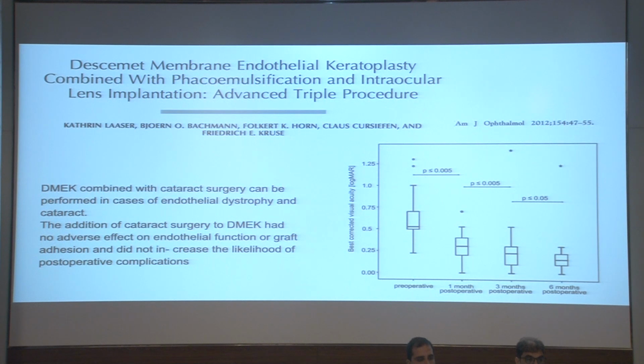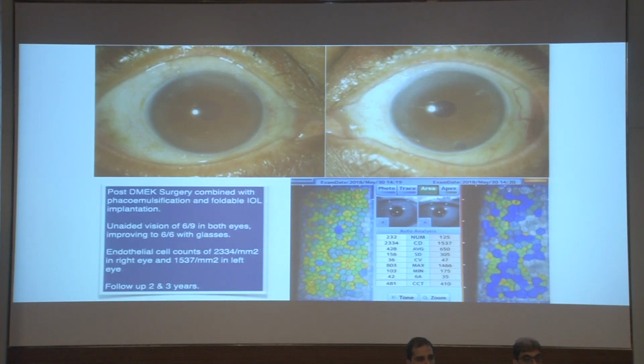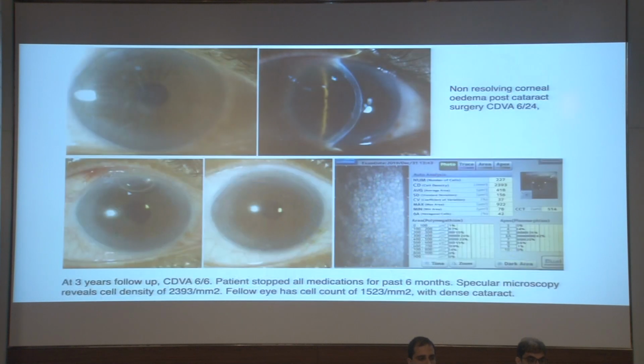Studies have shown that combining cataract surgery with a DMEK procedure does not alter the success rate or the outcome of DMEK surgery. This is one of the patients where we have done a triple procedure in one eye, then we went ahead and did the other eye, and you can see that both the eyes look great and they have good endothelial cell count and good visual outcome.